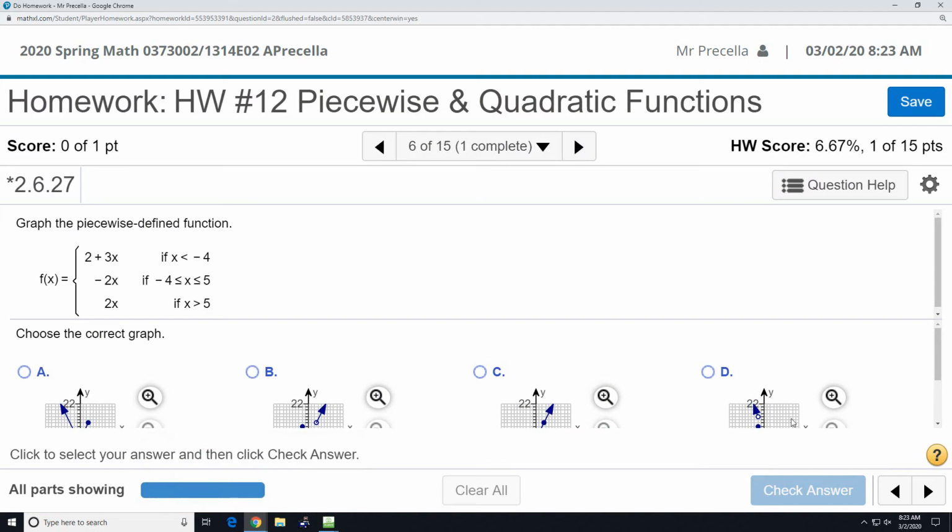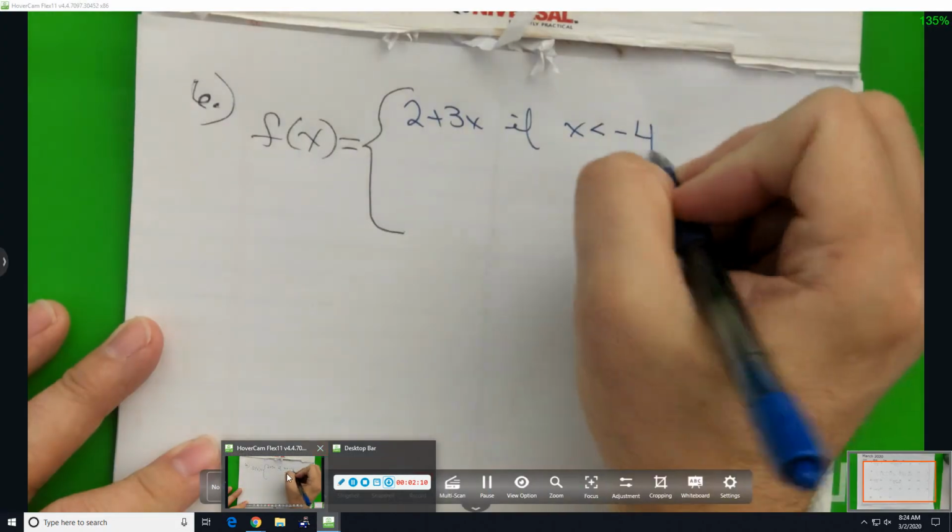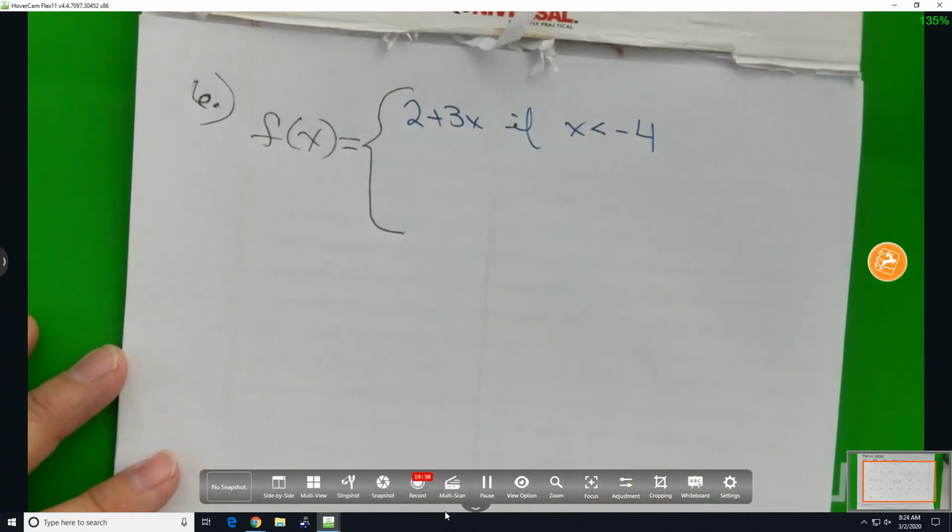Okay, so the first piece, we'll use 2 plus 3x if our x value is less than negative 4. Wait a minute. What? Oh, it is still recording. Oh, okay. I was about to say it's not recording. Well, I didn't see the second piece, Tony.